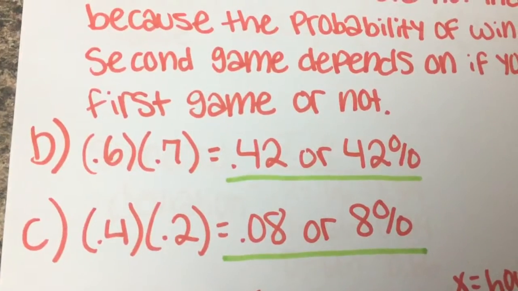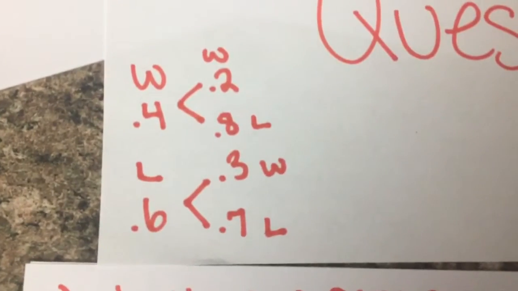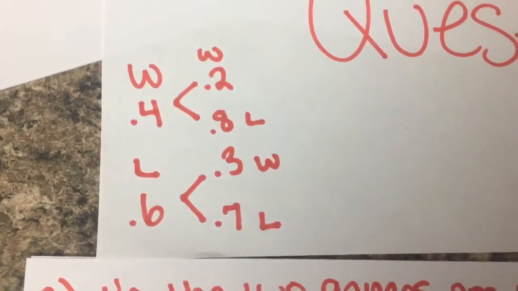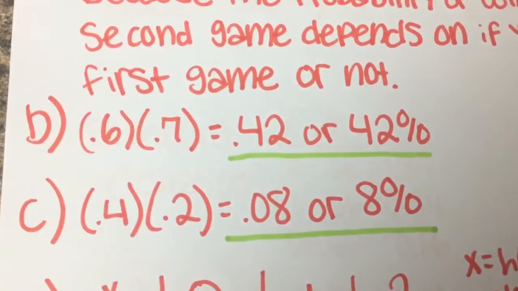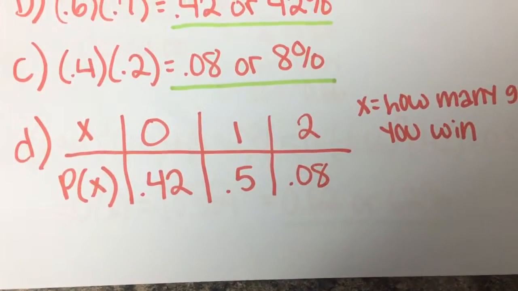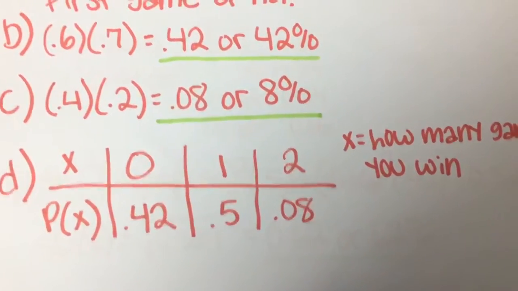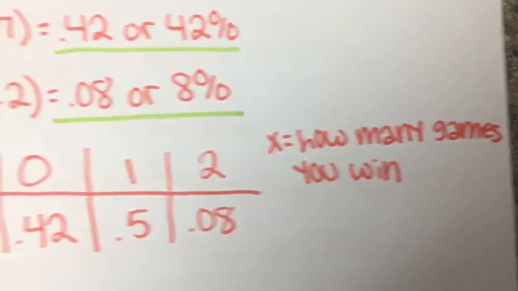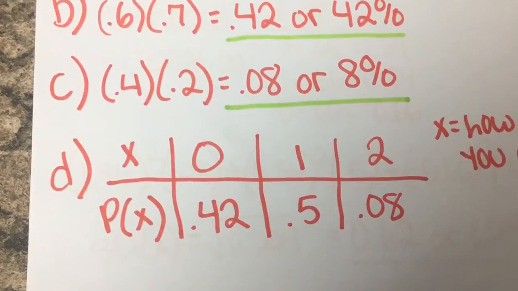Part C asks, what's the probability that you win both games? So again, we just go back to our chart. So that'd be 0.4 times 0.2, and that ends up being 0.08 or 8%. Part D asks for a probability model for X, when X is how many games you win. So X goes on top, and then probability of X is on the bottom.